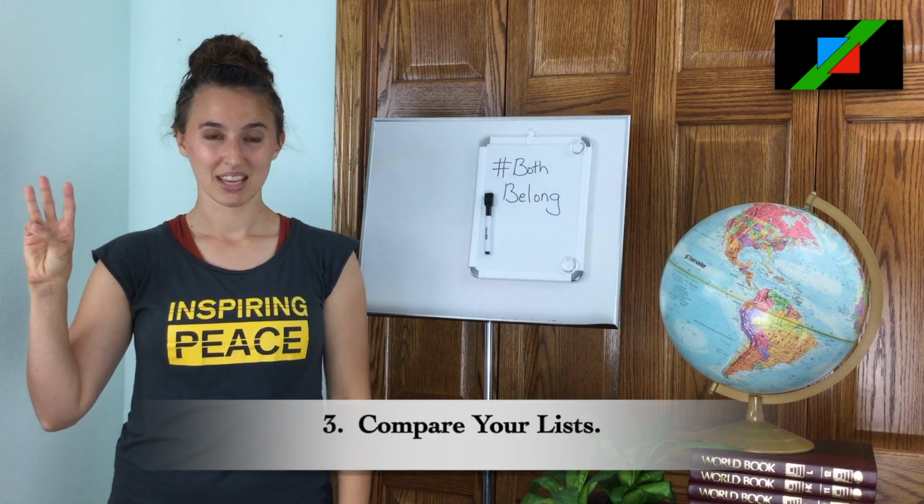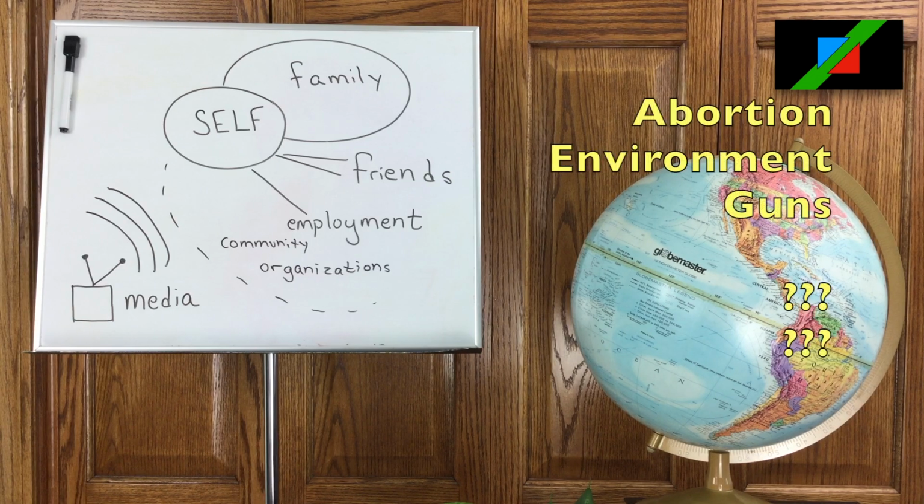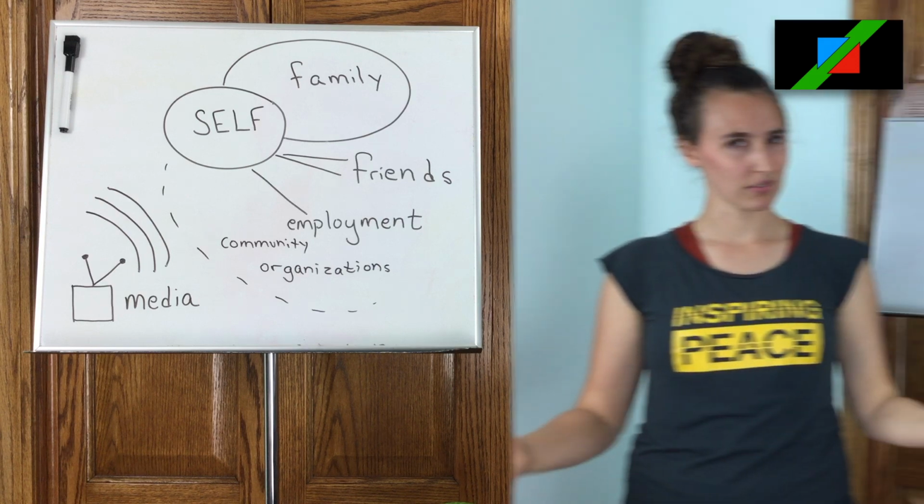Step 3, compare your lists. Do you know anyone who disagrees with you on any of these topics? Not just your friends and your affiliates, but who you listen to online. Do you expose yourself actively to anyone with a different perspective?